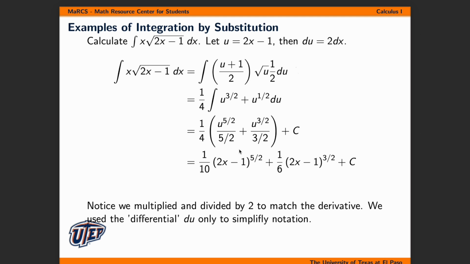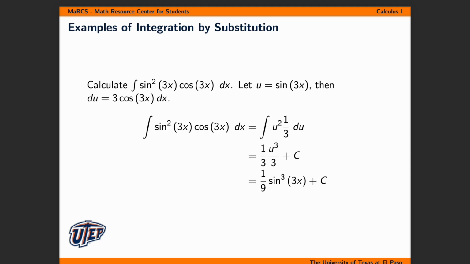So now after simplifying and back substituting our u is equal to 2x minus 1, our final antiderivative will be 1/10 times 2x minus 1 to the 5/2 plus 1/6 times 2x minus 1 to the 3/2 plus our constant of integration, c. So now we have a trig function, and we are integrating using substitution.